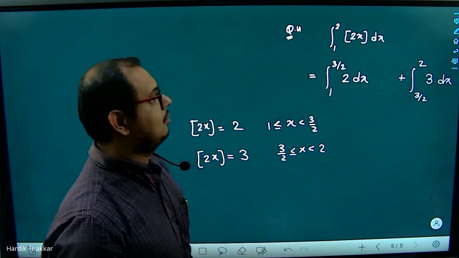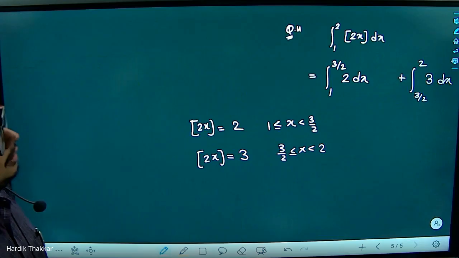So we have to select a value that follows the greatest integer condition, as well as lies in between the limits. Yes, yes. Yes, sir.